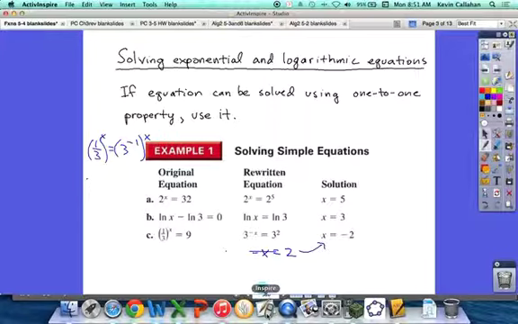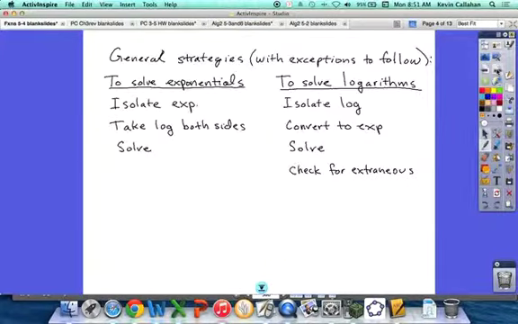Okay, so if you can solve it by one-to-one, solve by one-to-one. But what we're really interested in most of this is how do we use logarithms and exponentials to solve each other. These are the basic steps if you want to write them down.